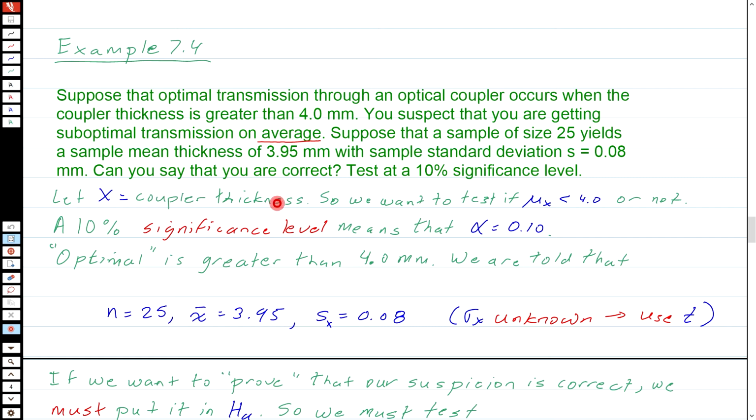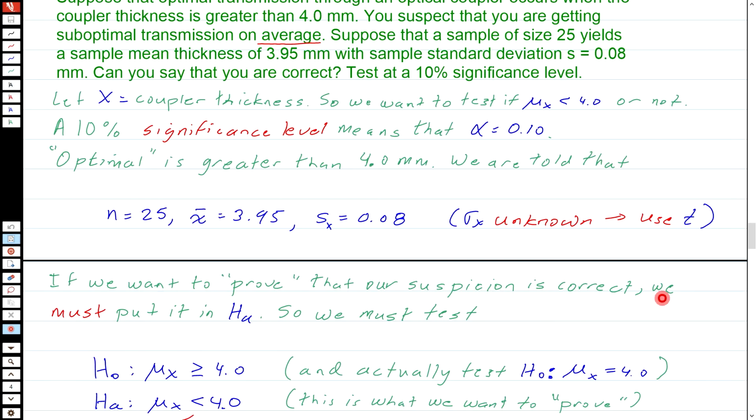So let's let x be the coupler thickness. And so we want to test if mu of x is less than 4 or not. At a 10% significance level means that alpha is 0.1. As I mentioned, optimal is greater than 4, and other things we're told here is we've got 25 samples, our x bar is 3.95, and our sample standard deviation is 0.08. And as I mentioned, this means sigma is unknown, so we're going to be using t.